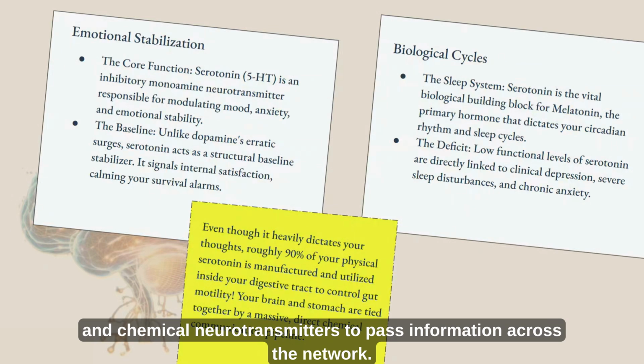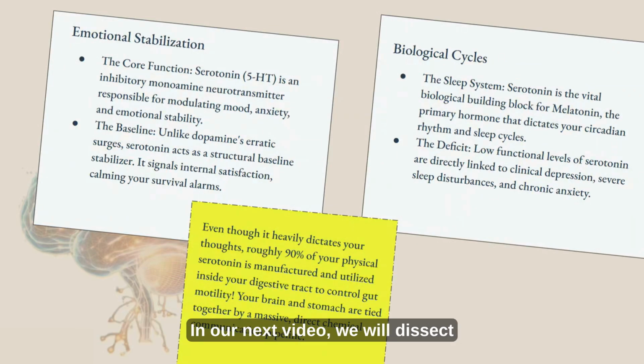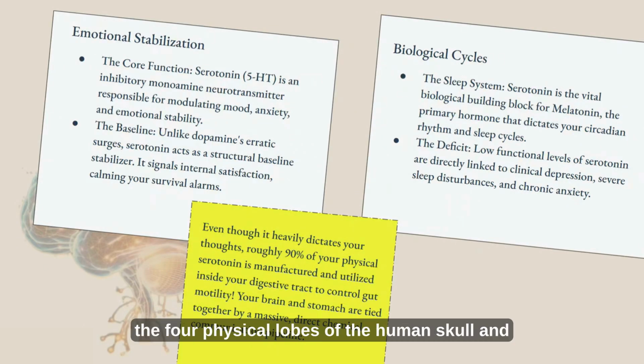With our chemical mapping complete, we now understand how neurons use both electrical action potentials and chemical neurotransmitters to pass information across the network. In our next video, we will dissect the four physical lobes of the human skull and look at their specialized computational duties.